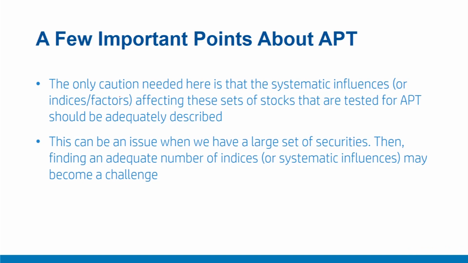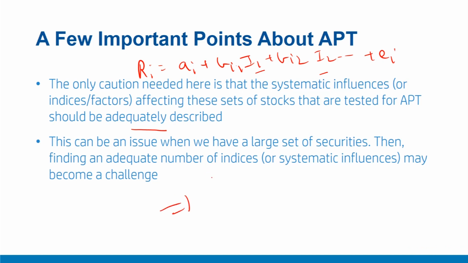One caution needs to be highlighted here. The systematic influences that are used as a part of the return generating process that we saw, which is Ri equal to alpha i plus Bi1 I1 plus Bi2 I2 and so on, plus error term, all these indices or systematic influences that one has used should be adequately described. That means there can be an issue when you have a large number of securities. Possibility is that there are a large number of indices or systematic influences that may affect this set of securities, and therefore identifying all the relevant set of indices or systematic influences or factors may be an issue while testing APT.